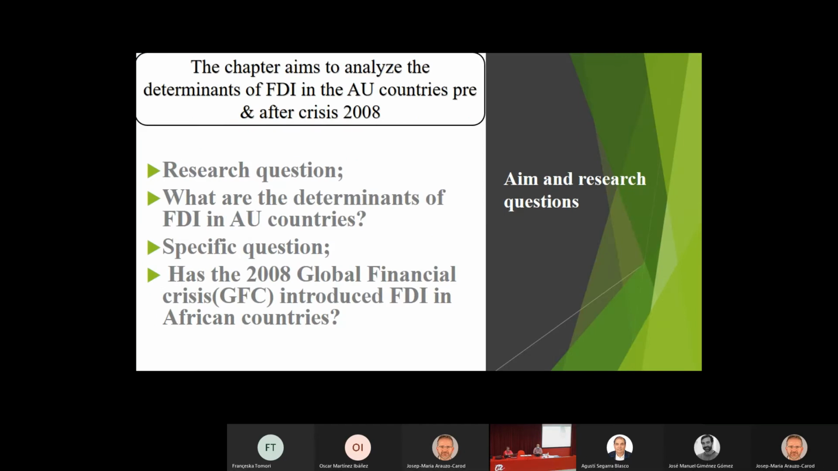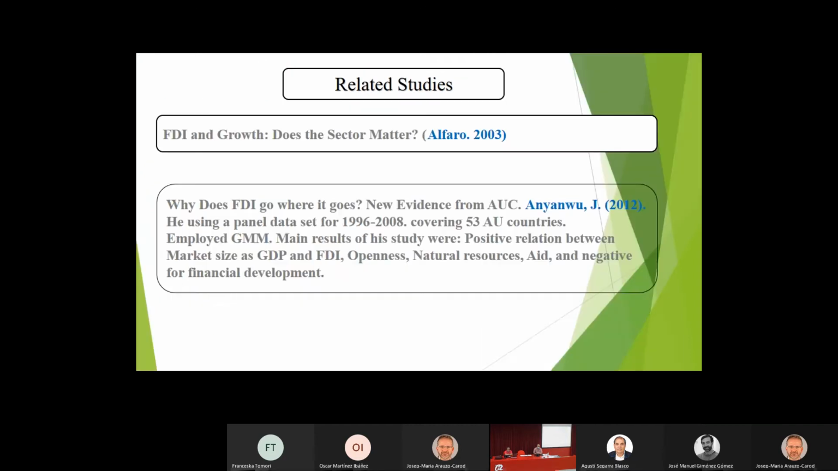The aim and research questions. The research question here: what are the determinants of FDI in African countries? This question led us to a specific question: has the 2008 global financial crisis affected FDI in African countries? We have to answer this question later.